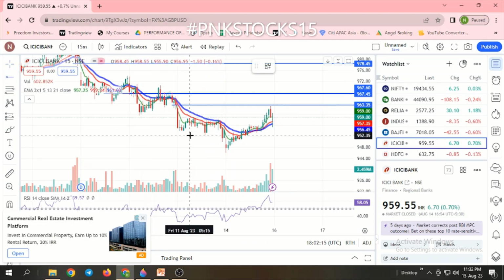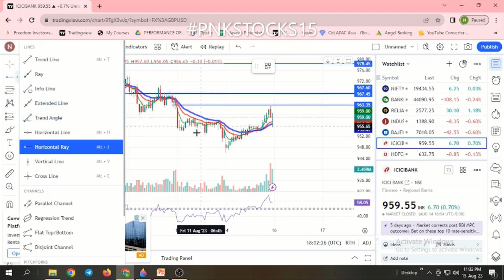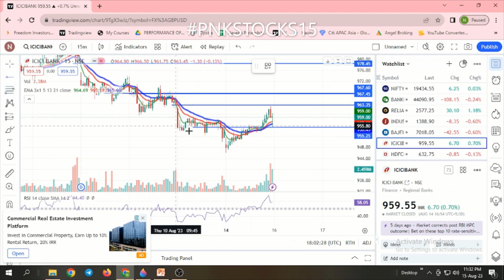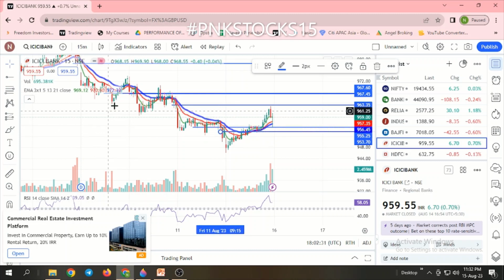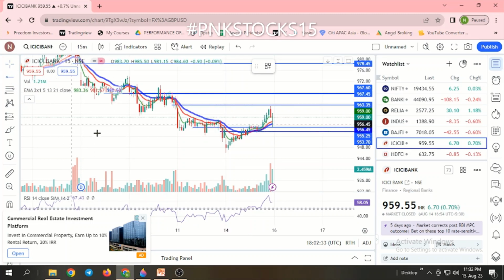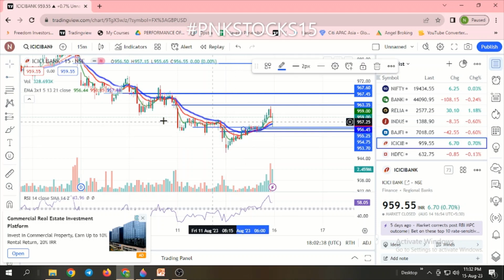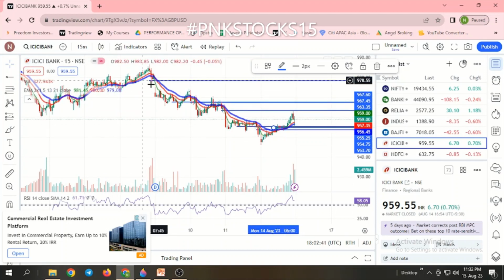Hope you understand. Again, our EMAs are working as dynamic resistance and price is not moving ahead. If you have the guts, you can put in some more quantity. When will we be exiting? We will be exiting only when price closes above these three EMAs here. So here we got a big profit. From here, price went from 977 to 954, almost 22 points on ICICI Bank.